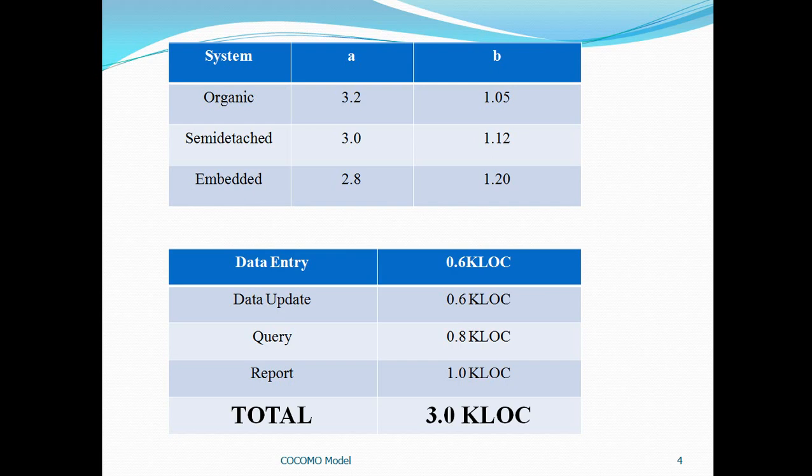Here there are the numbers of the modules. Modules means a part of a system. So a part of the system is called a module. Here there are 4 modules. One is data entry, next is data update, next is query, and next is report. So these are four different modules which have different sizes.